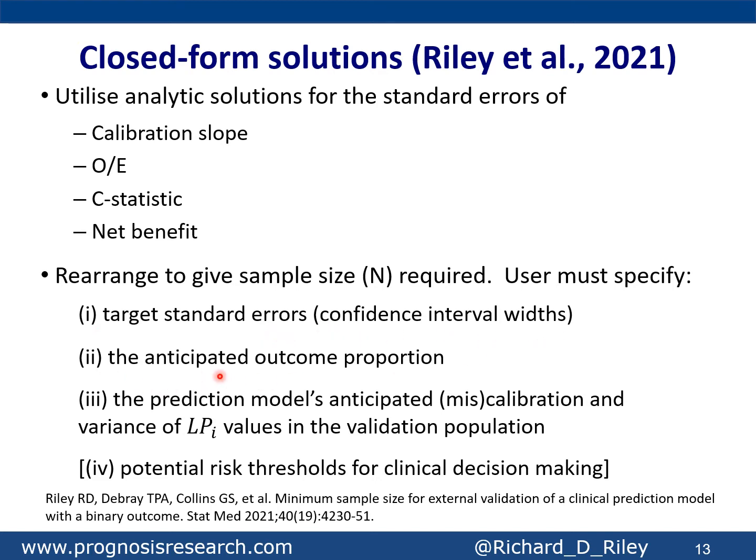So the user needs to specify a target standard error or target confidence interval width. As I said, the anticipated outcome proportion in the population, the model's anticipated calibration performance, for example, an intercept of zero and a slope of one, and the distribution, in particular the variance of LP values in the validation population. If we're interested in clinical utility in terms of net benefit, we may also think about the potential risk thresholds for making clinical decisions.